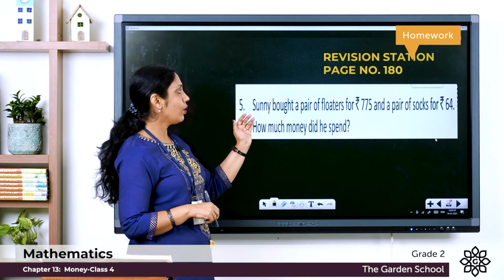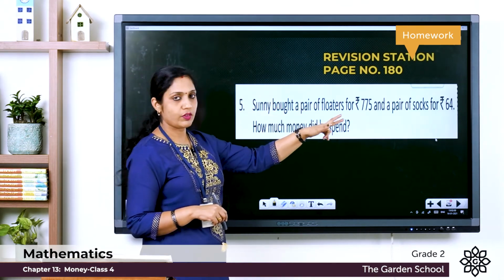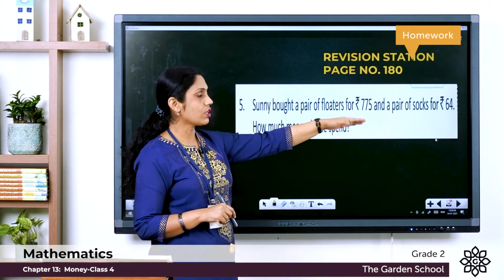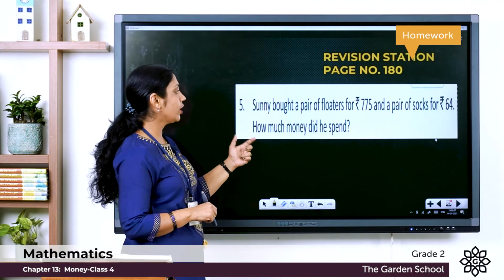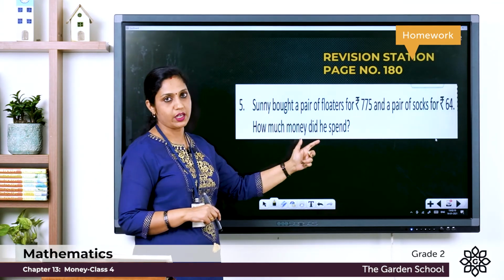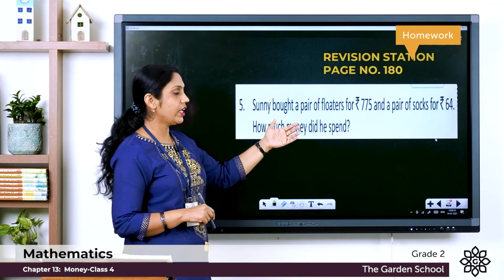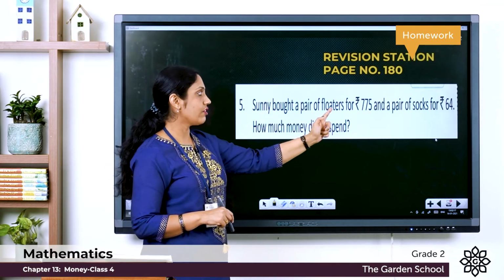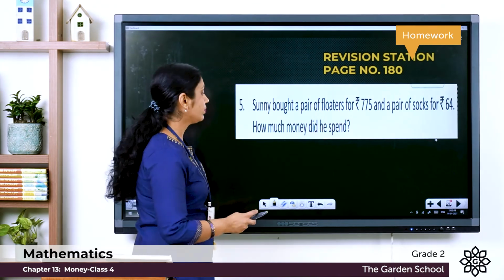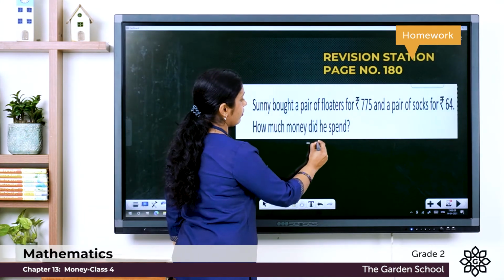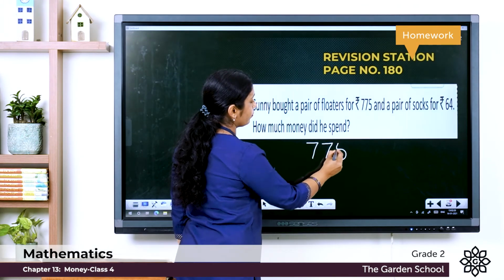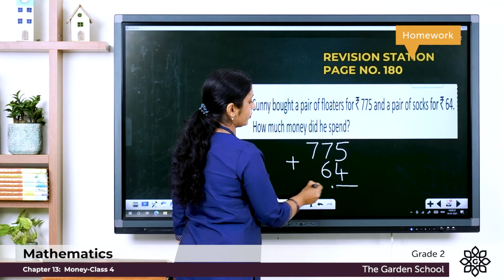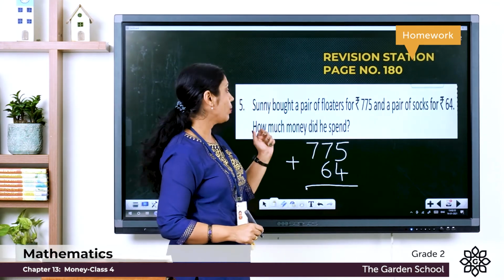So here Sunny bought a pair of floaters and a pair of socks. And the pair of floaters cost rupees 775 and socks cost him 64. So what we have to find out? How much money did he spend? So we have to find out the total money he spent. So here we have to do addition. We have to add 775 plus 64. You can add, find out how much money did he spend.